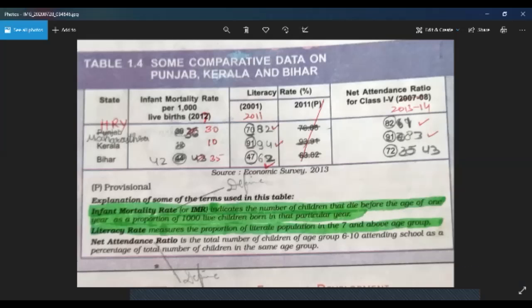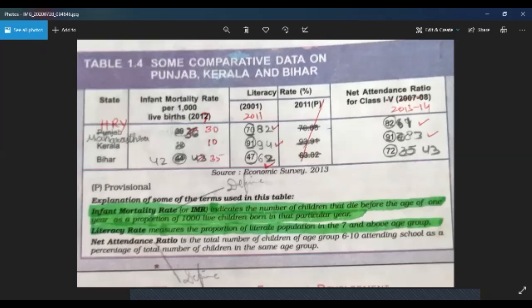This column is not there. You can see net attendance ratio for class 1 to 5: 61 in Haryana, 83 in Kerala, very high, 43 in Bihar, very less.